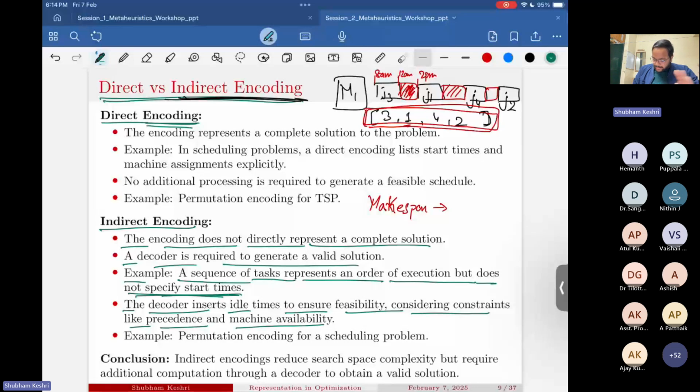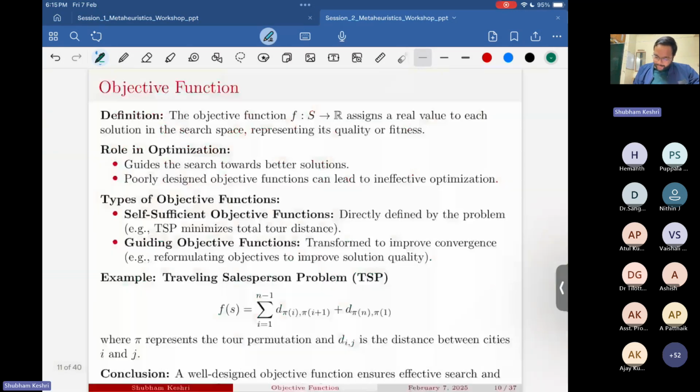If you don't understand it, it doesn't matter. So is this clear? Direct encoding and indirect encoding? So we have understood how to represent a solution. Now we will talk about the objective function.